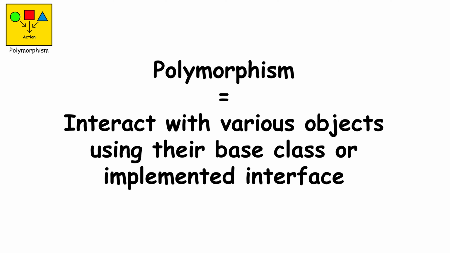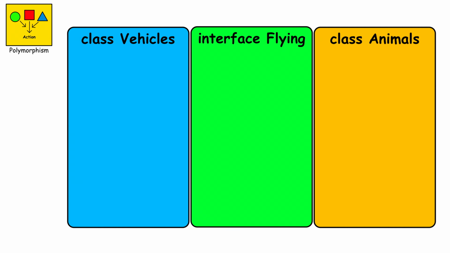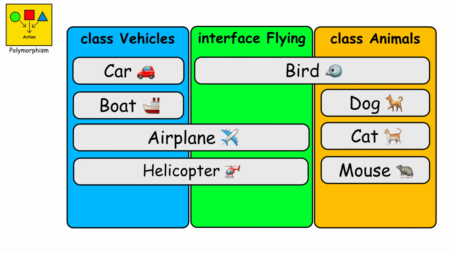Polymorphism. Polymorphism sounds like a bit of a weird word, but it's very simple. Polymorphism allows us to interact with different classes and objects regardless of what they are, simply by knowing if they implement a specific interface or they extend a specific class. Both cases allow us to assume that they have a specific method or property that we can use.